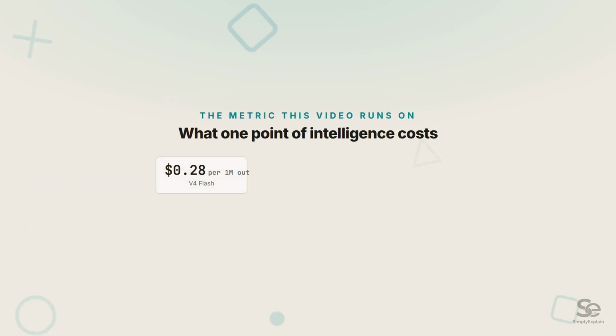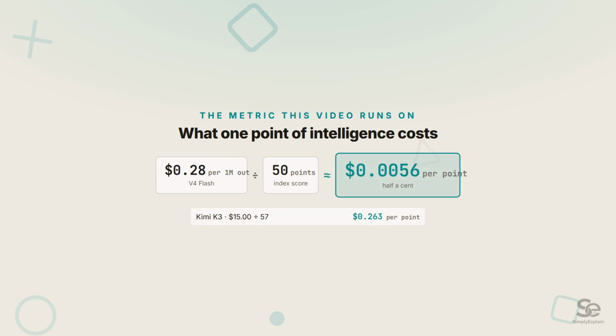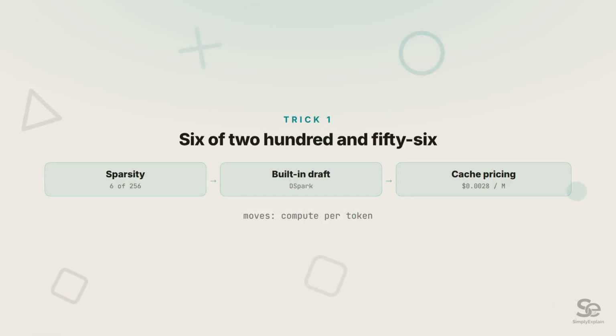Which is why the honest measure is a ratio. 28 cents divided by 50 points is about half a cent per point. $15 divided by 57 is 26. Trick 1, and it is the oldest one in the book by now.